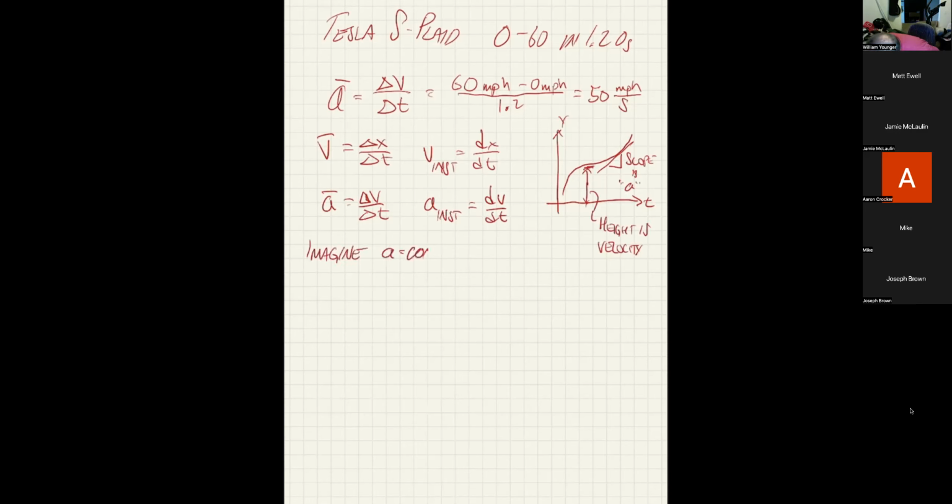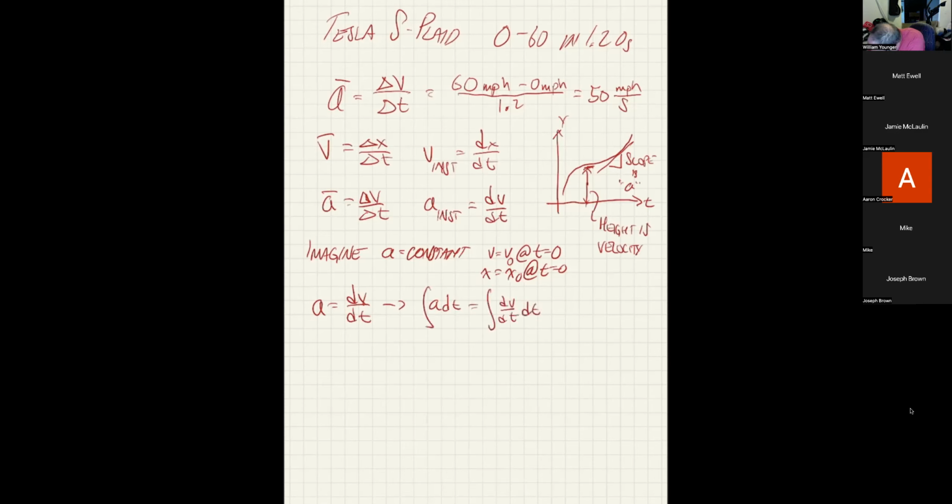a equals a constant. And we'll say v equals v0 at t equals 0. And we'll say x is equal to x0 at t equals 0. So we can say a equals dv/dt. I can multiply both sides by dt, and I'd say a dt is equal to dv.